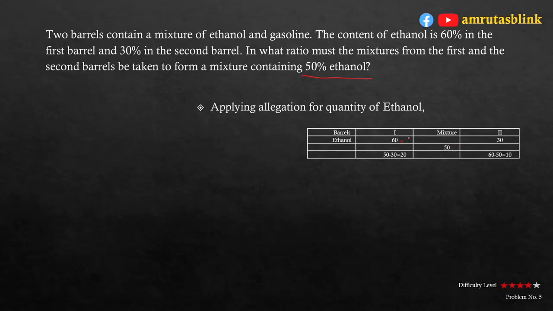Now 60 - 50 = 10, and similarly 50 - 30 = 20. So the required ratio is simply 20 upon 10, that is 2:1, and hence we can say that the ratio of the quantity of mixture from barrel 1 to barrel 2 is 2:1.